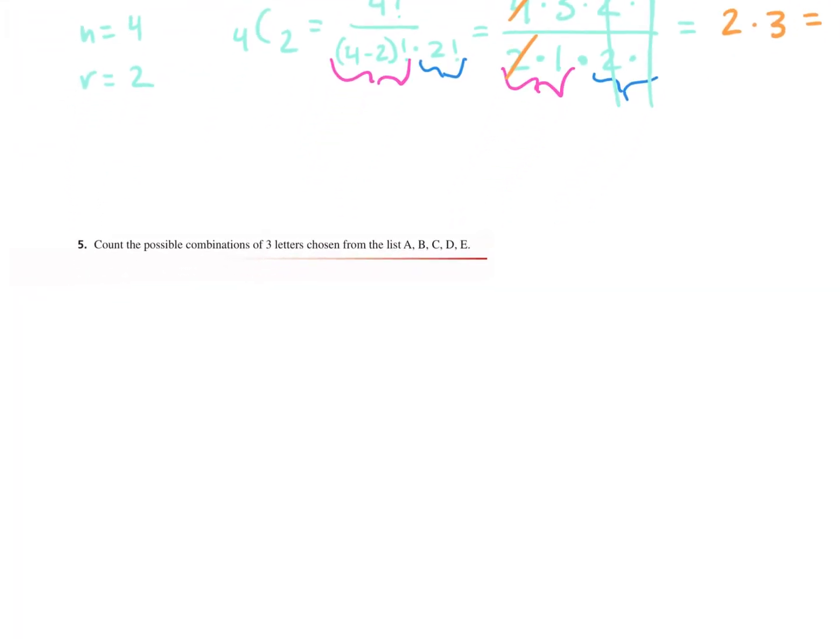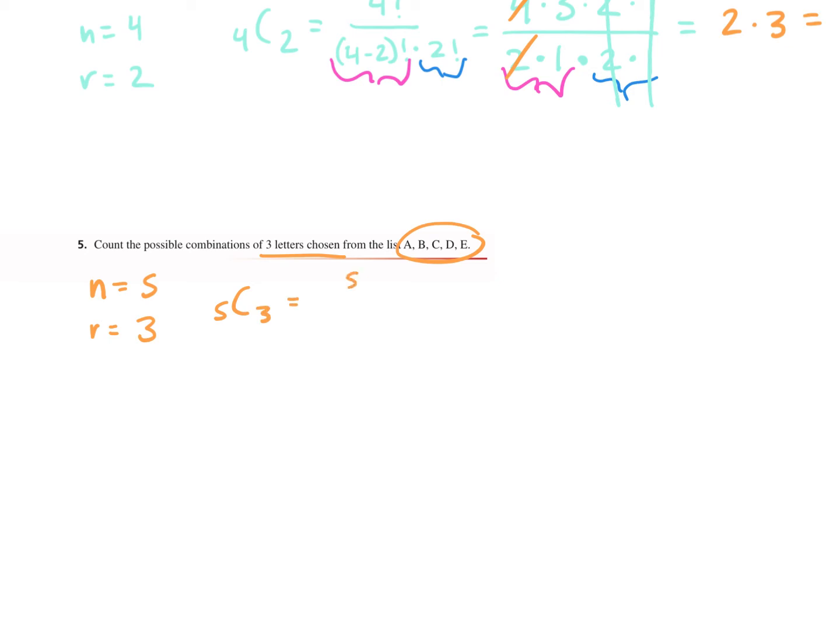So let's look at number 5. Count the possible combinations of 3 letters chosen from the list A, B, C, D, and E. What would our N be? 5, because we have 5 different letters to choose from. What's our R? How many of the letters are we picking? 3. So we have 5, choose 3.